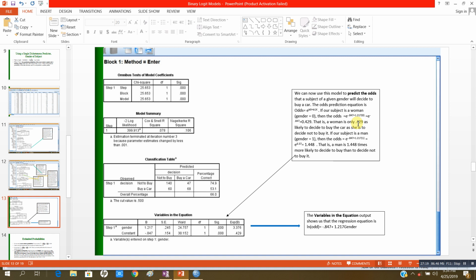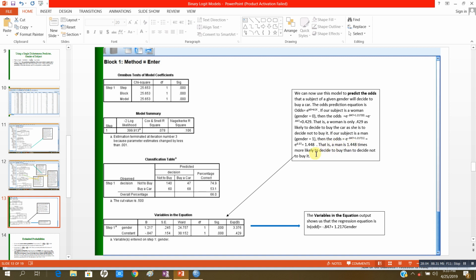If our subject is a man, that is when gender is equal to 1, then the odds are equal to e raised to the power minus 0.847 plus 1.217, and we will multiply that by 1 because this time the subject is a man. If we simplify that, that will be equal to e raised to the power 0.37, which is equal to 1.448. It means a man is 1.448 times more likely to decide to buy a car than to decide not to buy it. So this is how we explain this.